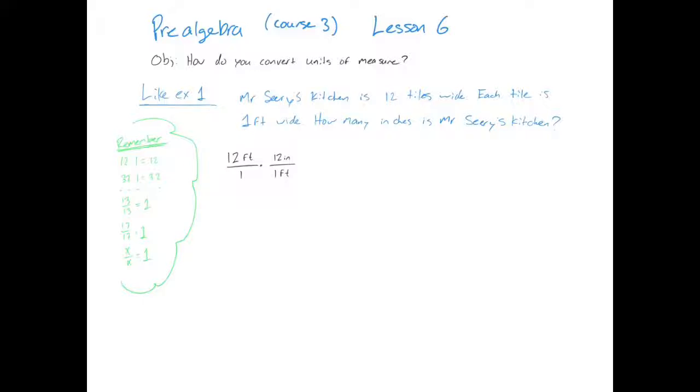This is not actually example 1, this is very similar to example 1. Mr. Siri, my kitchen is 12 tiles wide. I just made that number up, I didn't actually count. It's 12 tiles wide. Each tile is 1 foot wide. How many inches wide is Mr. Siri's kitchen? So here's the basic principle. Here's the unit of measure I'm trying to convert, right? I have 12 tiles. Each tile is 1 foot. So essentially I have 12 feet. I have 12 feet. That's what I wrote right here.